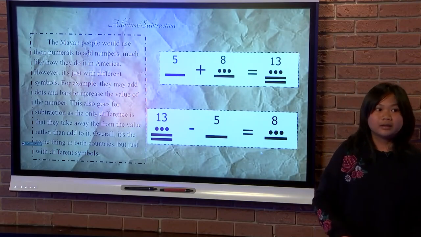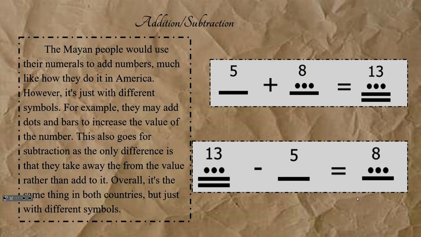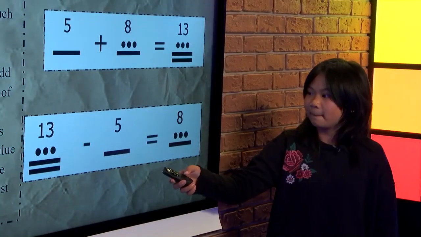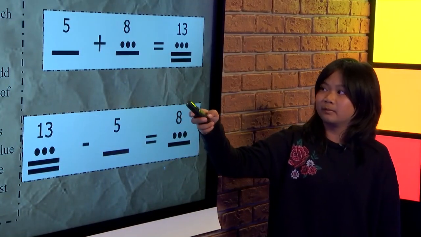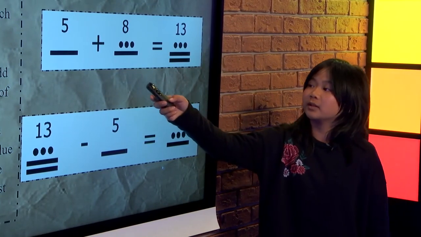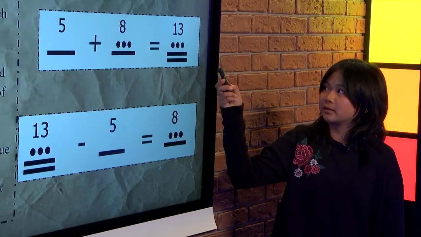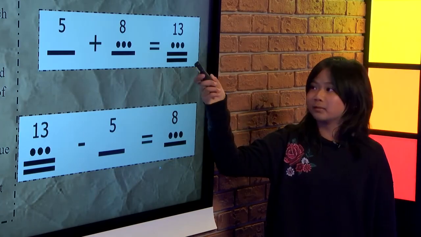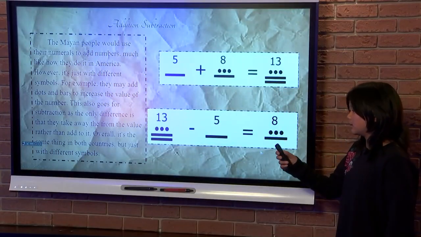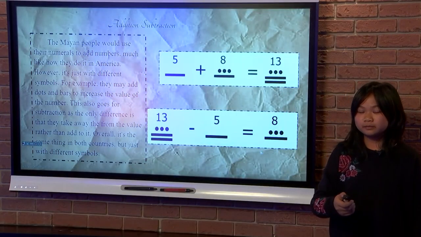The Mayan people, similarly to the Americans, would do math with symbols, much like our numbers, but just with the symbols they used. So we have 5 plus 8 equals 13. As you can see, it's symbolized by the things that they used around them.